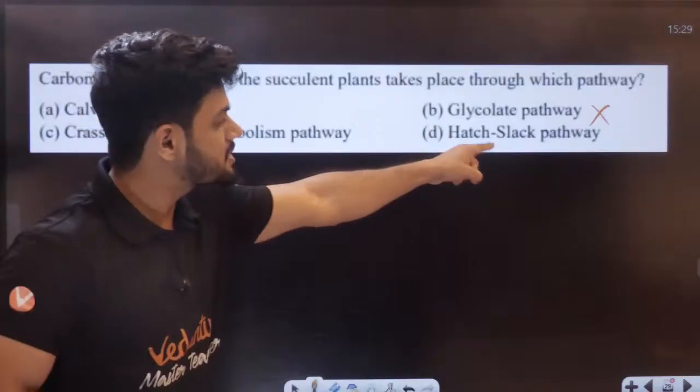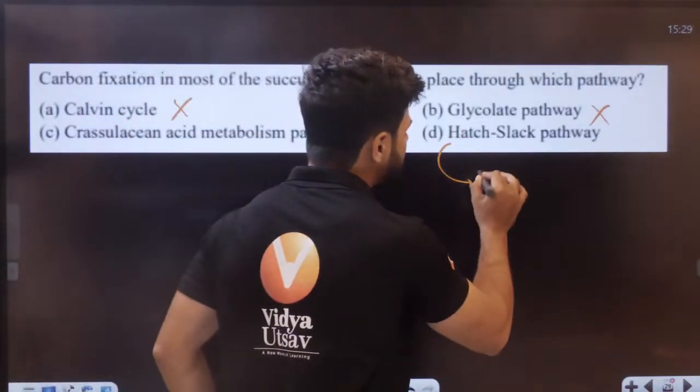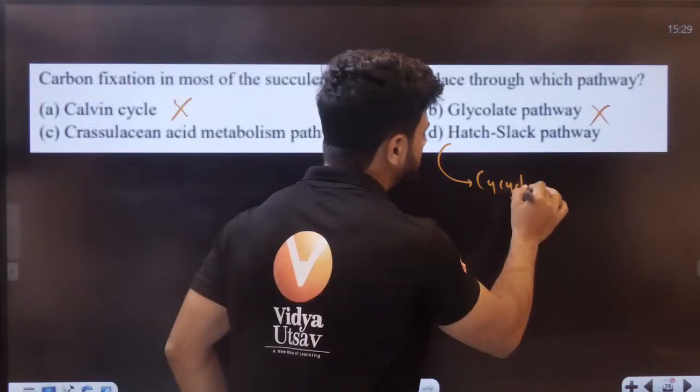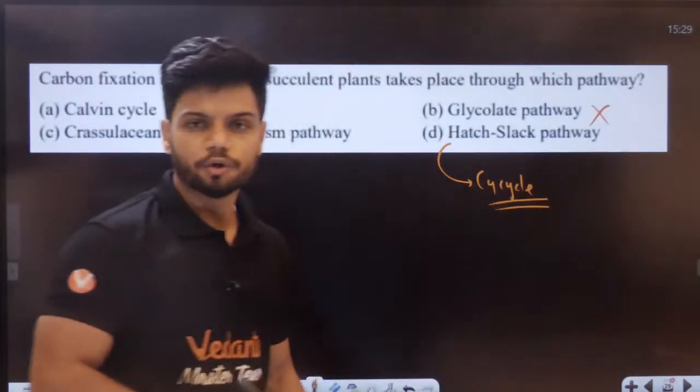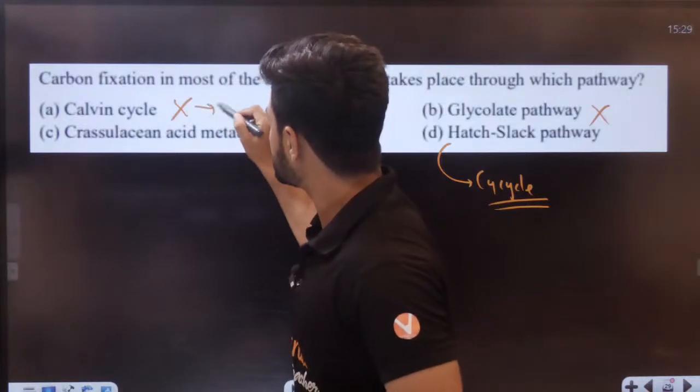Now, what is the Hatch and Slack pathway? The Hatch and Slack pathway is also called the C4 cycle. Do all of you remember from my class? In my class, I told you the Calvin cycle is also called the C3 cycle.